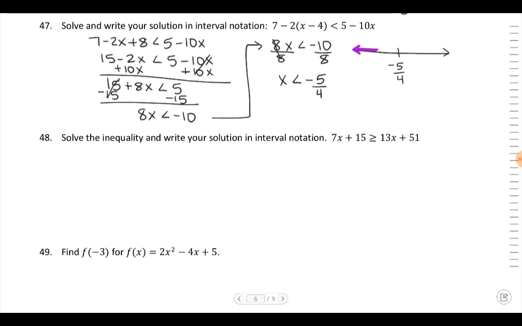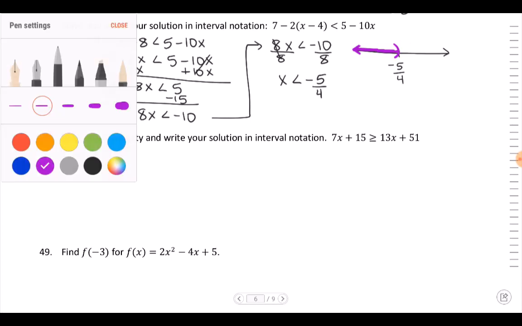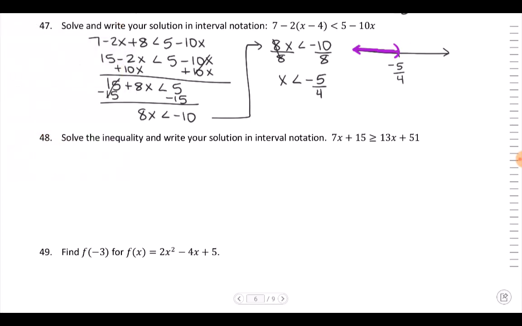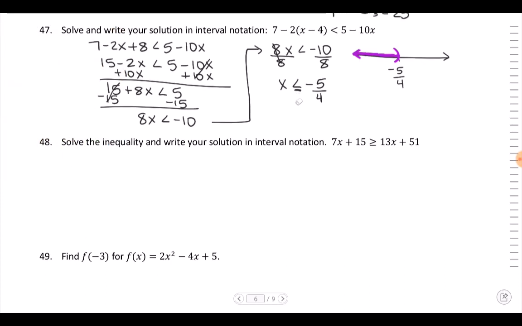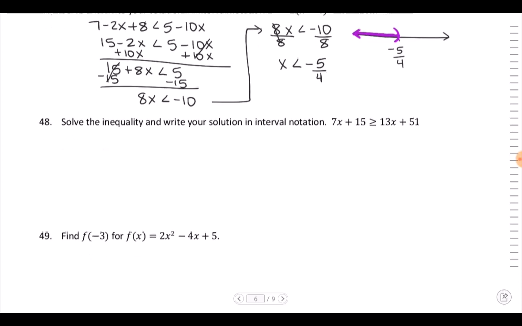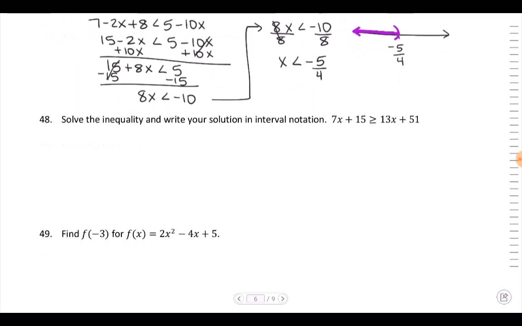Now the question is, what do I put on this? Do I put a parenthesis or a bracket? Well, I would do a parenthesis. And the reason I'm doing the parenthesis is because it is not equal to that number. So there's no line right here. You see, I'm just adding that line, but there's not supposed to be one, right? If there's no line there, then that means you're going to use parentheses. If there is a line, like this one down here on number 48, you would use a bracket on that one. Now, what does this point to?